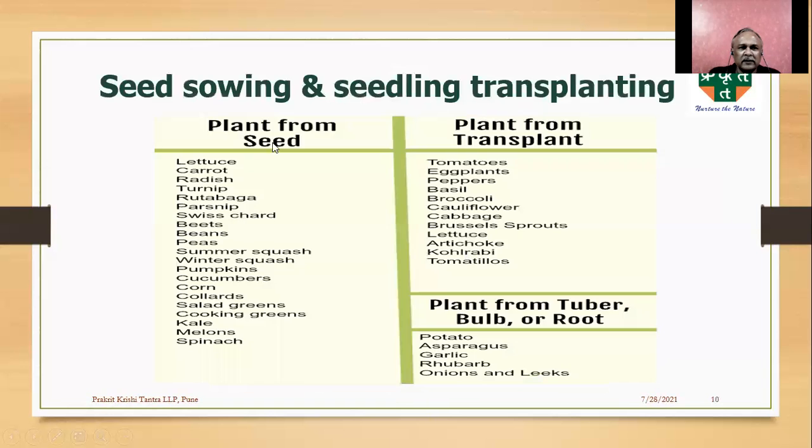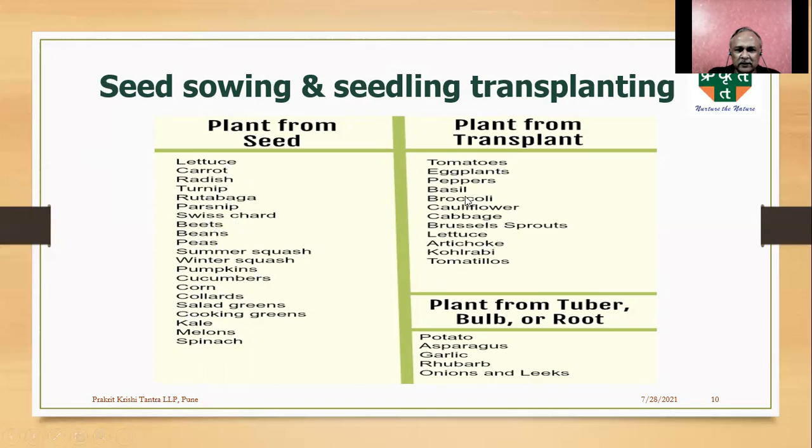And then here you can see, for seed sowing and seedling transplanting, I've given the list. These are the seeds which are sown directly. No transplanting is required as such, unless you want to save some time and your main place is not ready, so you can grow them separately and then transplant. Otherwise, all these things like lettuce, carrot, radish, turnip, rutabaga, parsnip, Swiss chard, beets and beans, peas, cucumber, pumpkin, melons, kale are directly sown.